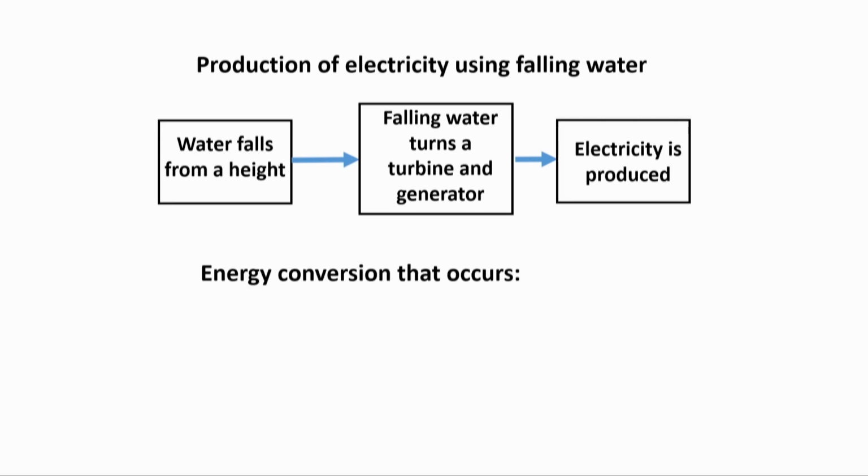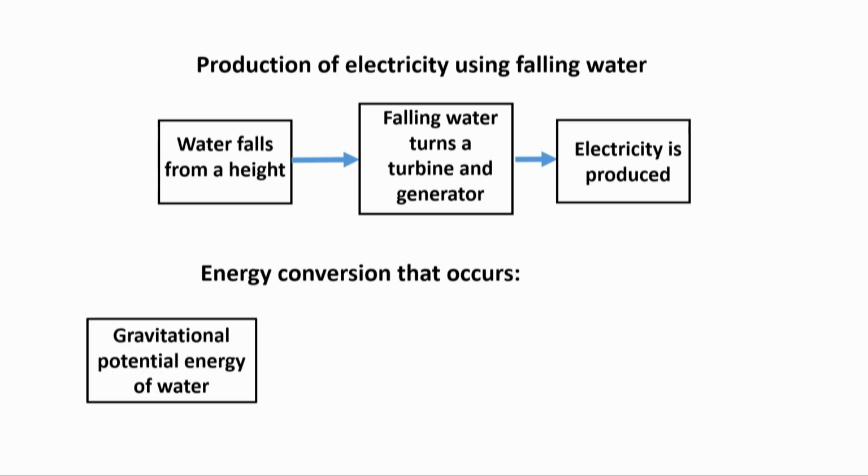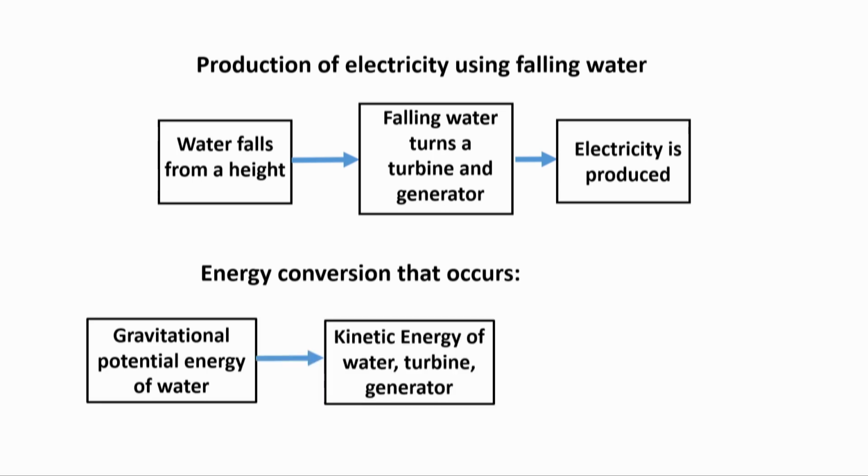The main energy conversions that occur in the hydroelectric power plant are: gravitational potential energy of water is converted to kinetic energy of the turbine and generator, and the kinetic energy is converted to electrical energy.